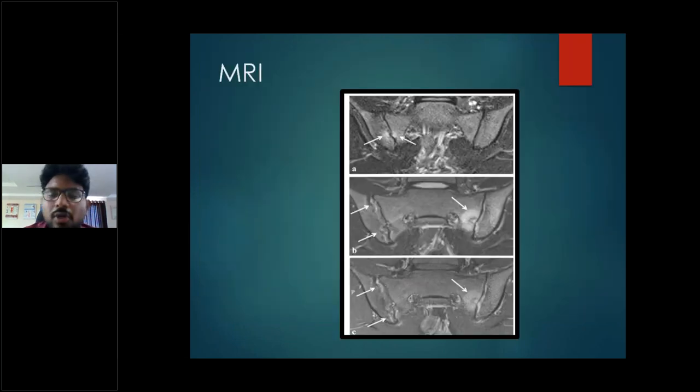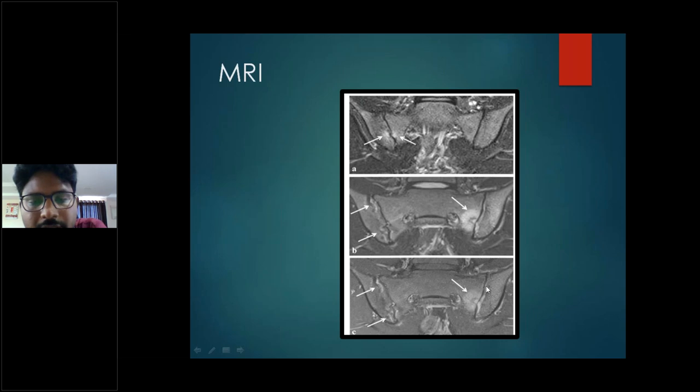But nowadays, what is happening? The way we can detect it is by MRI. This is called the STIR sequence. In MRI, you can see these white spots. This is the sacroiliac joint, this black line. On either side, can you see this white spot? Here also white. Yes. This suggests there is inflammation.